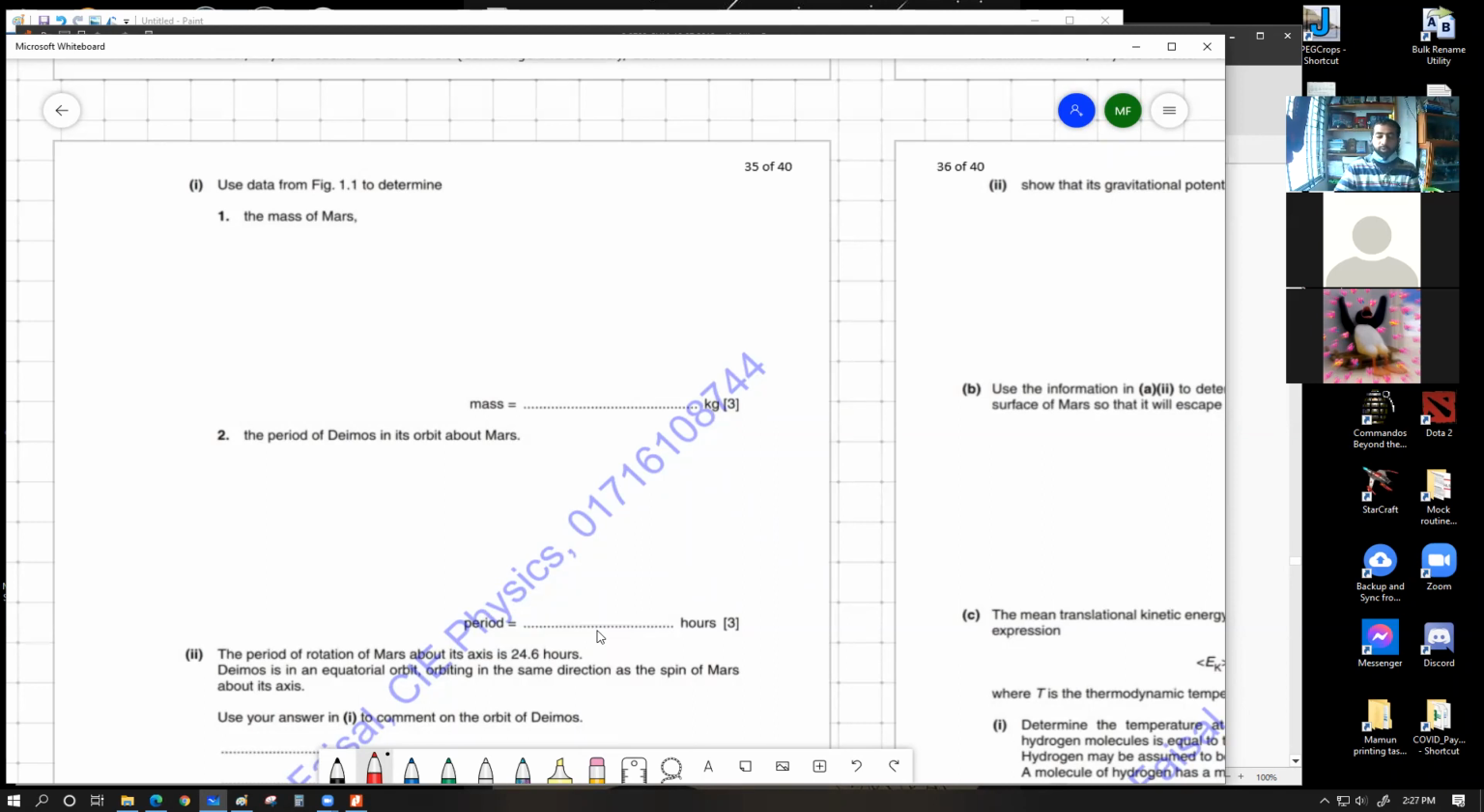Equator সার্কেলটা যেই রেটে ঘুরতেছে, ডেইমসের অ্যাঙ্গুলার স্পিড তার থেকে একটু বেশি হবে, ঠিক কি না? Yes, sir. If Deimos had the exact same period as the rotation period of Mars, then we could call it perfectly geostationary. But that's not the case, because it has a slightly smaller time period, which means it's a bit faster. But since it's in equatorial orbit, it is almost geostationary. Make sense? Yes, sir. Thank you.